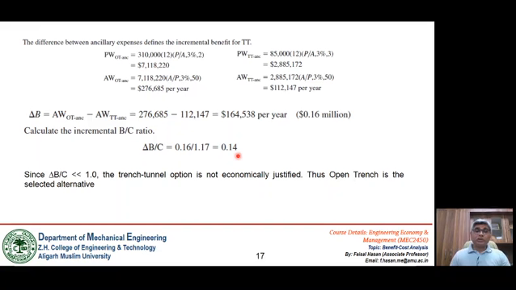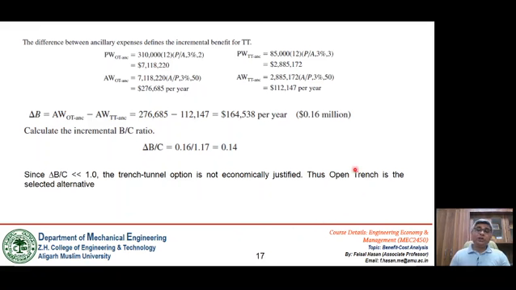So in this case, since the B by C ratio is coming out to be less than 1, the higher cost alternative, that is the tunnel trench, is not economically preferred. Thus the answer is that we have to stick with the less cost option, that is the open trench.